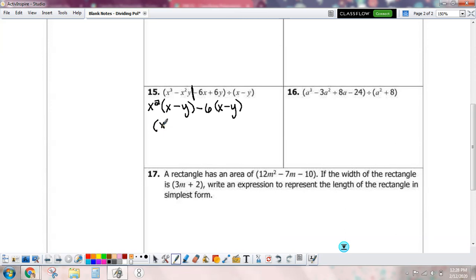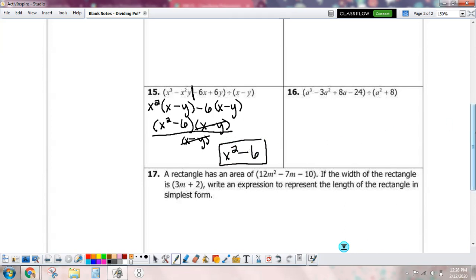So let's go ahead and write those. We're going to have x squared minus 6. Remember to take those outside pieces into 1. And the other one, and then putting it all over x minus y. I can cancel out my common factors, and I am left with x squared minus 6.